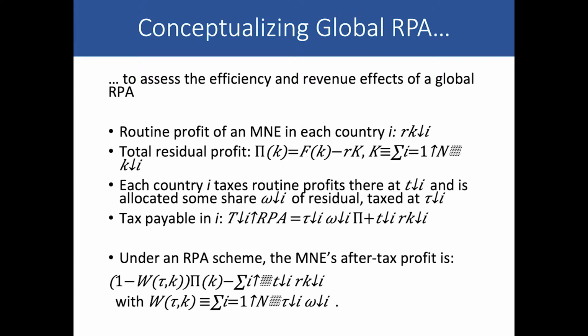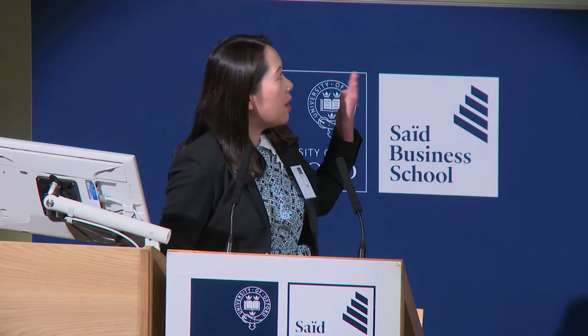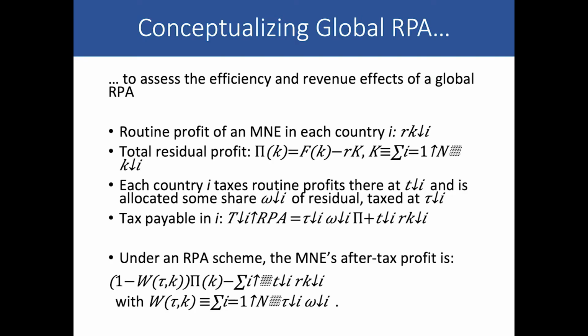So just to give you a flavor of this theory model, I'm not trying to go through it line by line, but what I want to convey is that the theoretical approach tries to tie as much as possible to the basic idea of RPA. So think about what is the routine profit of a multinational in each country. Well, theoretically, it's just some fixed rate of return to its underlying investment in each country. So what is the total residual?